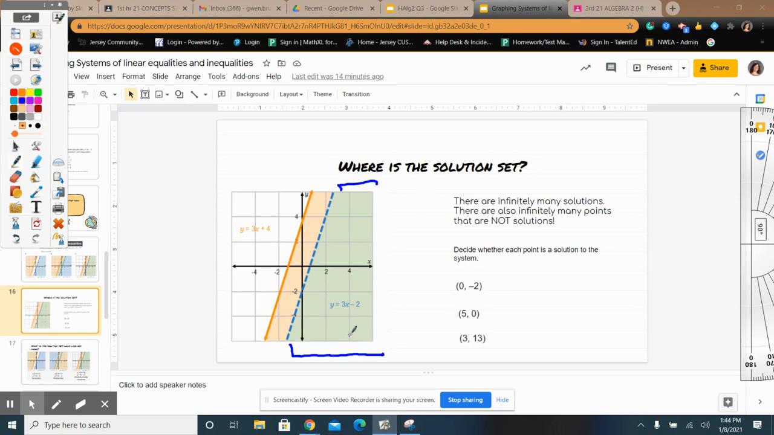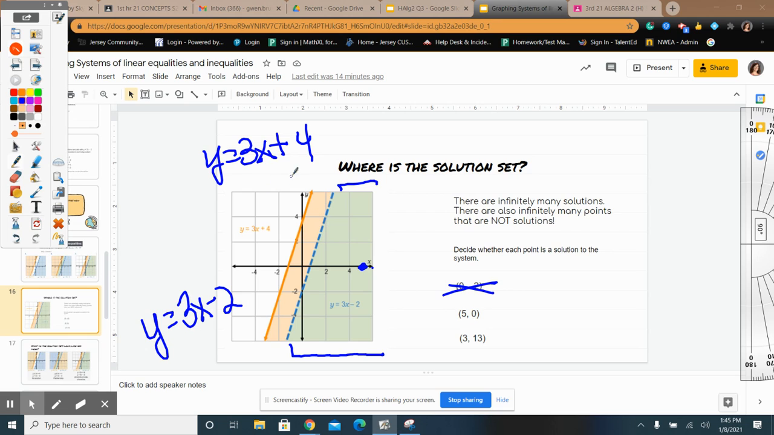Obviously, the graph goes on forever. So is (0, -2) in that region? (0, -2) is on the dashed line. That will not make both graphs true. Will (5, 0)? Yeah. (5, 0), it's going by 2's, will make both graphs true. Think about it. This says y is less than or equal to 3x plus 4. And y is greater than 3x minus 2. If you plug in 5 for x, 15 plus 4, it doesn't say equal at all. It does say equal, and it's not supposed to. It's supposed to say less than or equal.